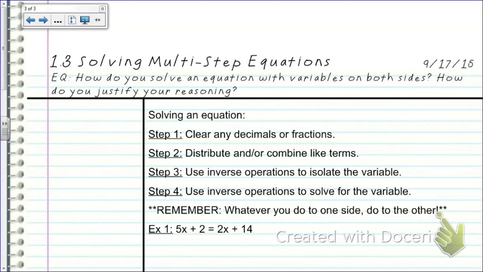So the steps to solving an equation actually look exactly the same, except I added one thing. In between the old step 2 and 3, I added a new step 3. Use inverse operations. Oops. So I'm going to put a star there. Use inverse operations to isolate the variable. Isolate means get the variable by itself.